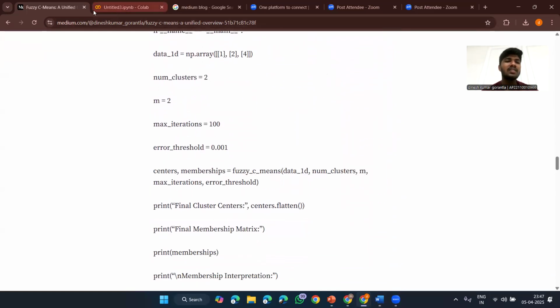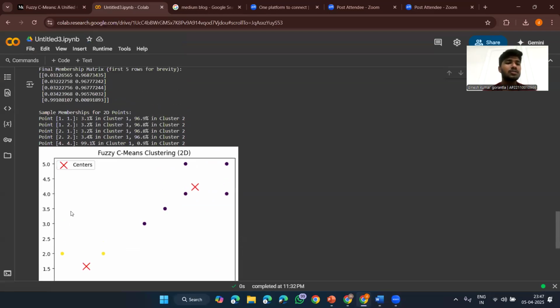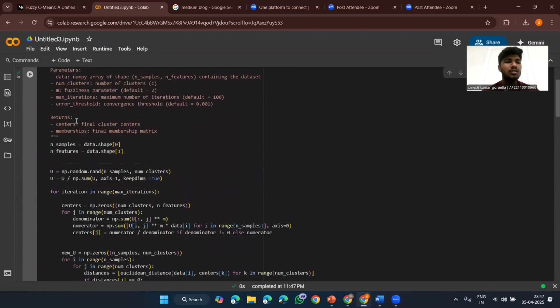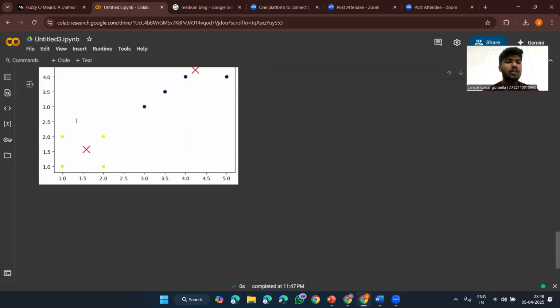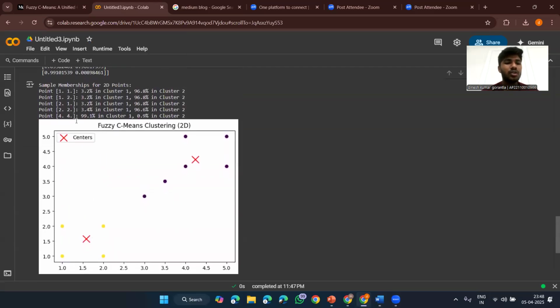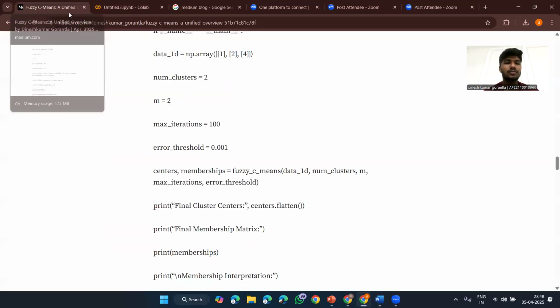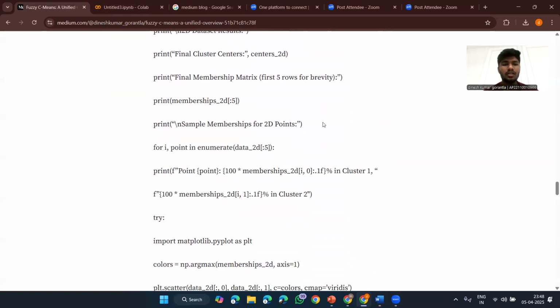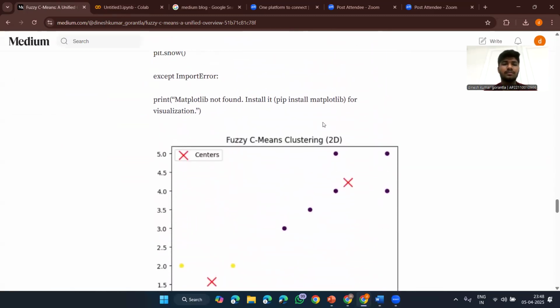Now you will see the output of the code. If we run this code, then the output will be like this. Fuzzy C-means in 2D. This will be the output.